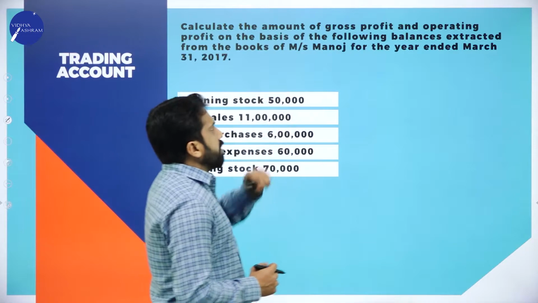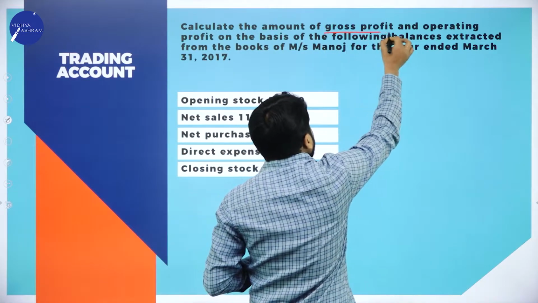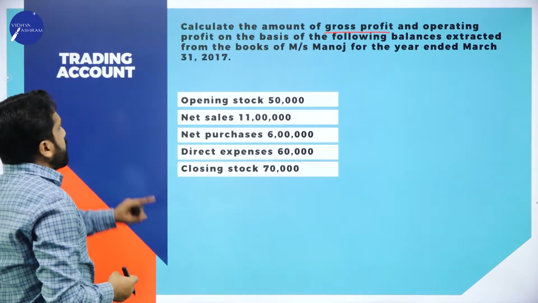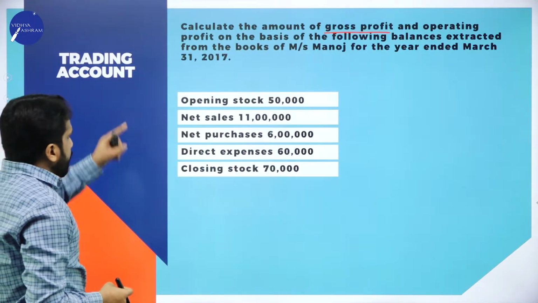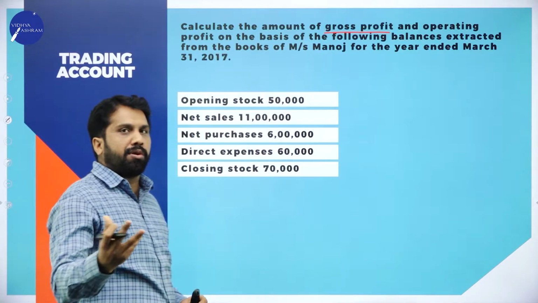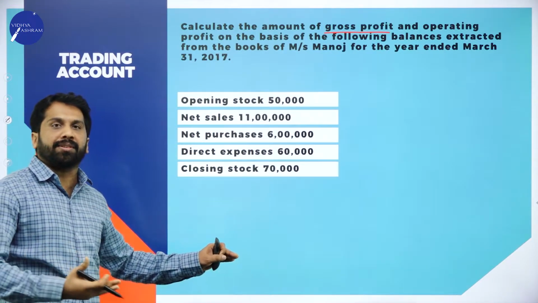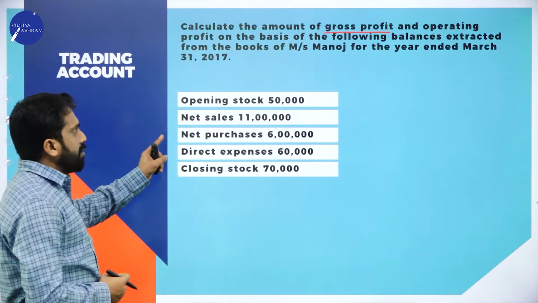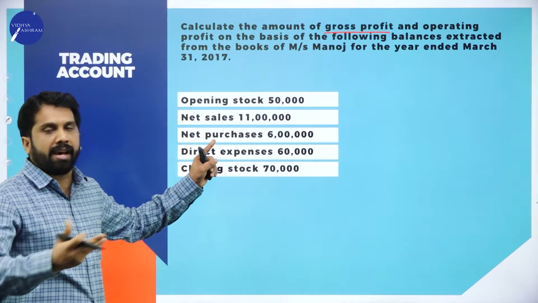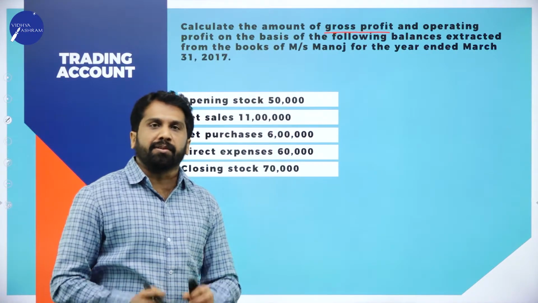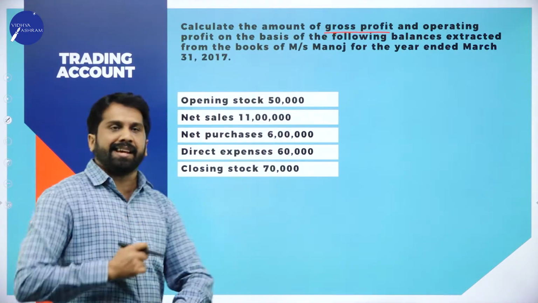Calculate the amount of gross profit. You have to calculate what? Gross profit. And operating profit on the basis of. In this, you cannot find out operating profit. Why? Because the information is not given. What is operating profit? Your profit and loss account you have to prepare, means the net profit you have to find out. That we will discuss later.